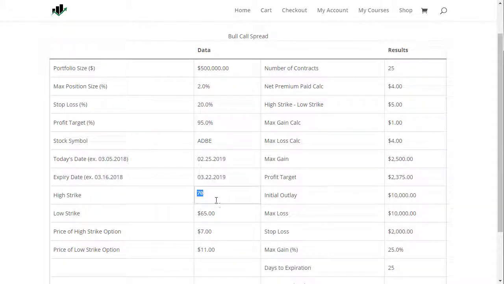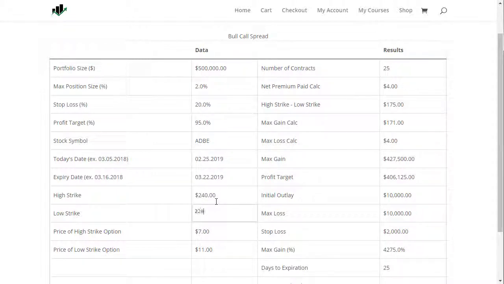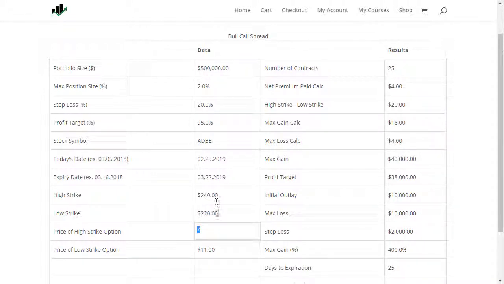Okay. And the high strike is 240 and the low strike is 220. The price of the high strike option, well, we want to hit that midpoint, and the option traded between 38.40 and this is the high strike options between 21.50 and 22.90.